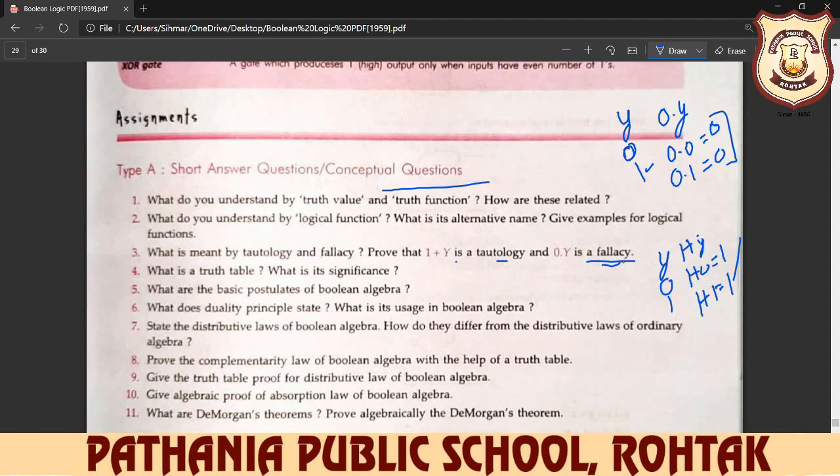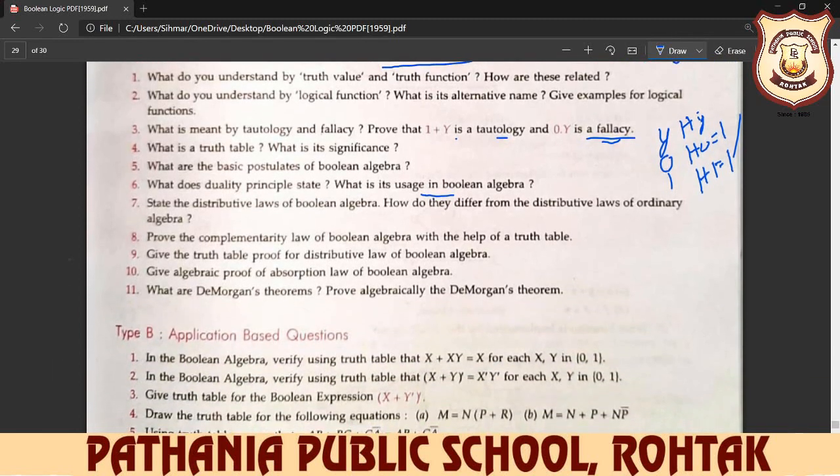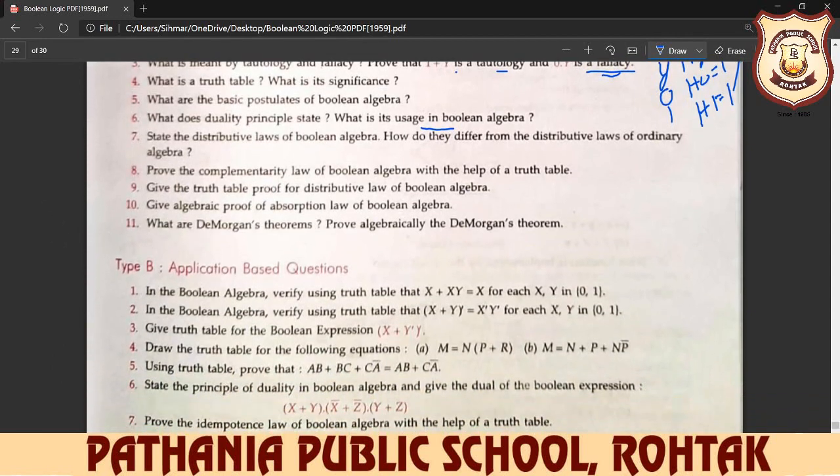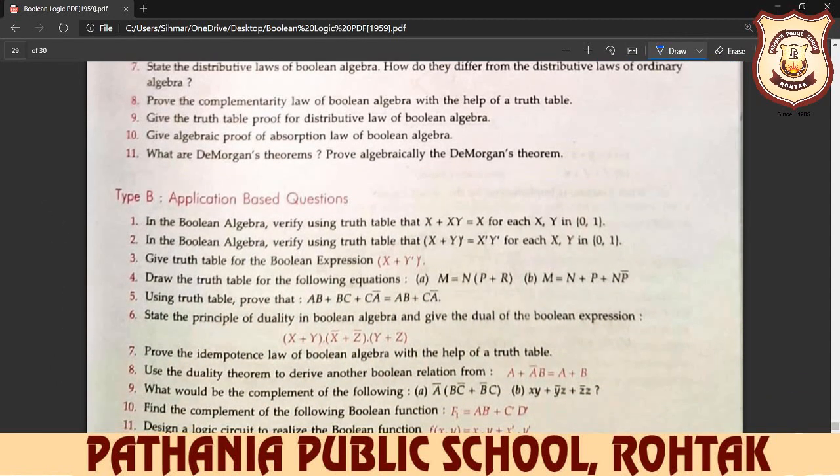Clear, beta? What is a truth table and what is its significance? You do it, no problem. The postulates we already discussed. Duality principle: if plus is there, you can change it with multiplication, and if multiplication is there, you change it with plus. You already know. The distributive law we did in previous classes, and De Morgan's law we have done, no problem. Verifying using truth tables, we solve only one or two questions here, and the rest of the questions you do, and practice all these questions, beta.